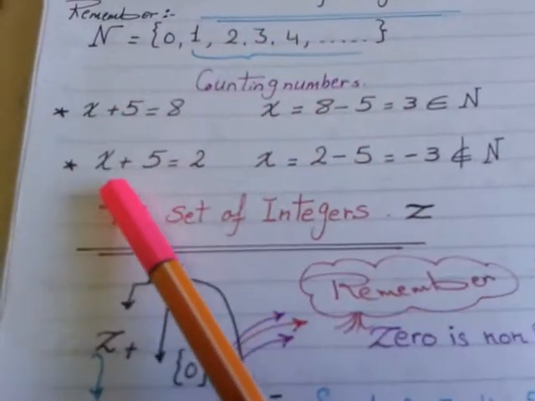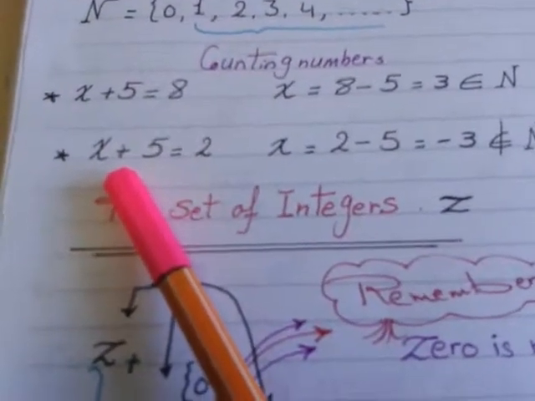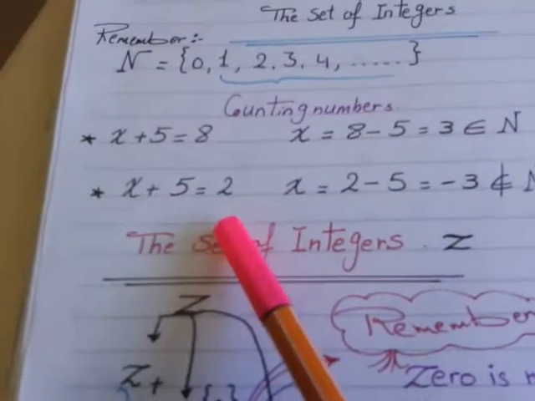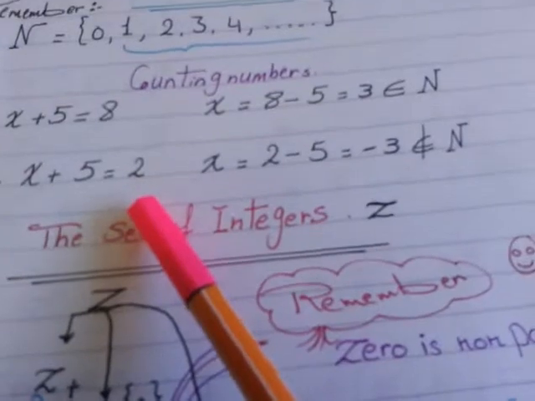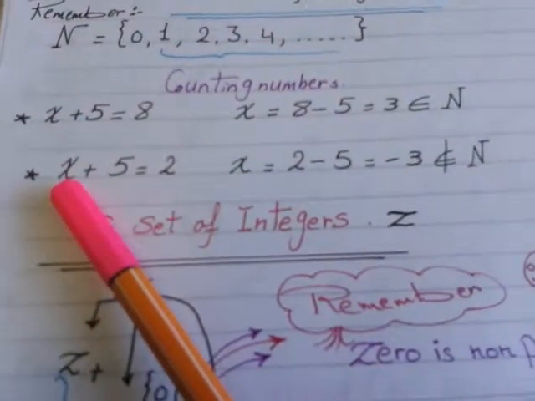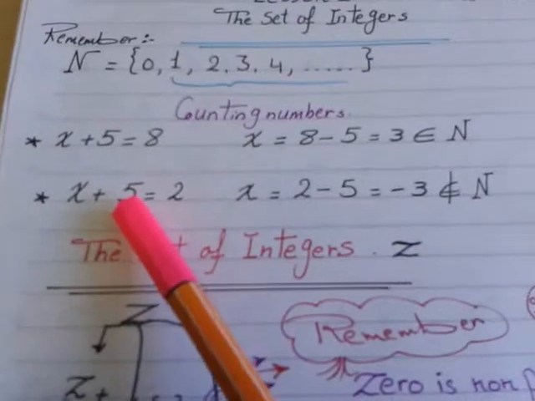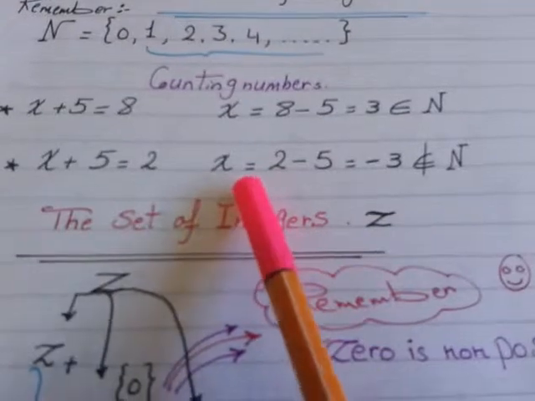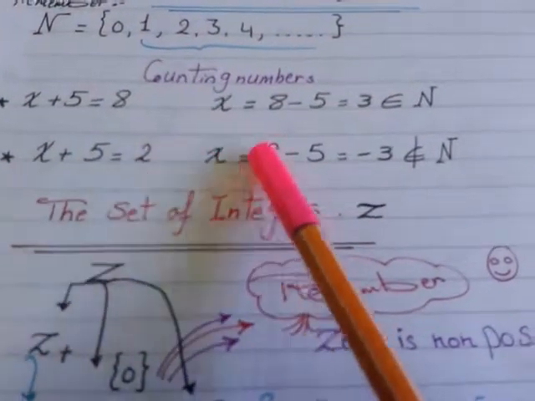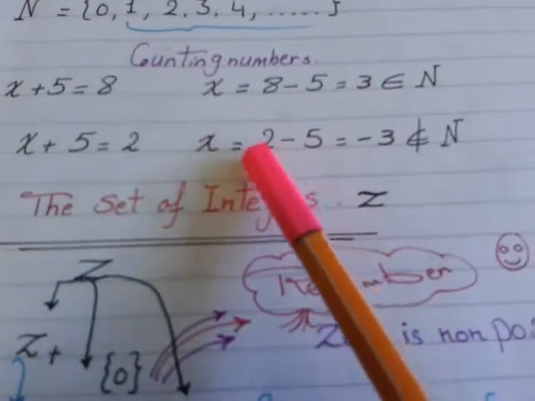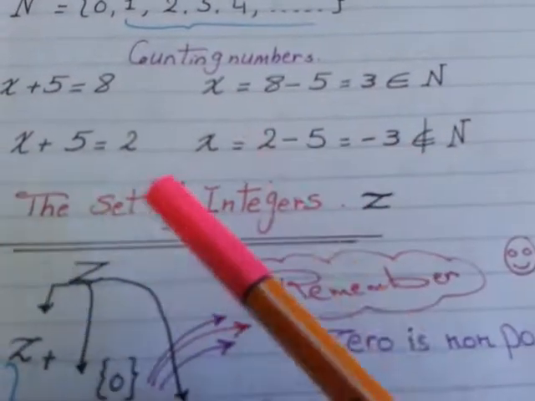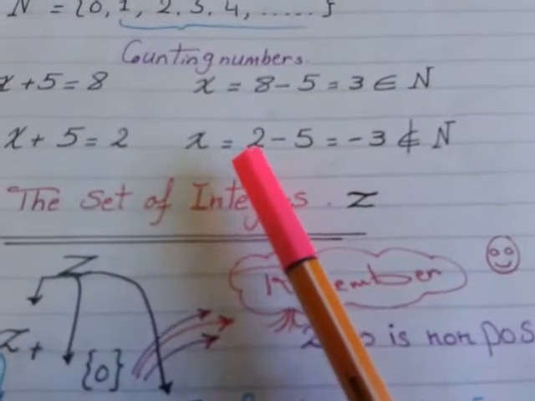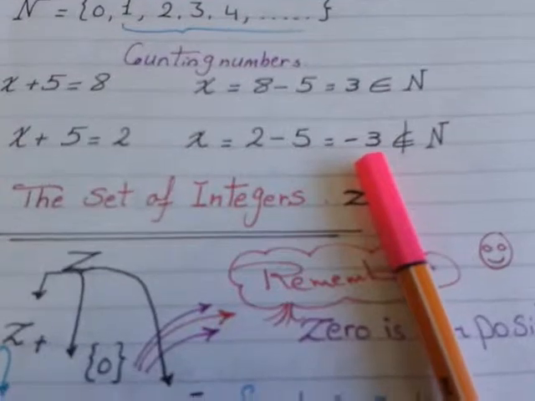Another example: x plus 5 equals 2. What is the number added to 5 that equals 2? Of course, this number is not in N. How can I get a number added to 5 equal to a smaller number like 2? But if you solve it in the form of an equation and move 5 to the other side by minus, 2 minus 5 equals negative 3. If you check it on your calculator, you will find the answer negative 3.